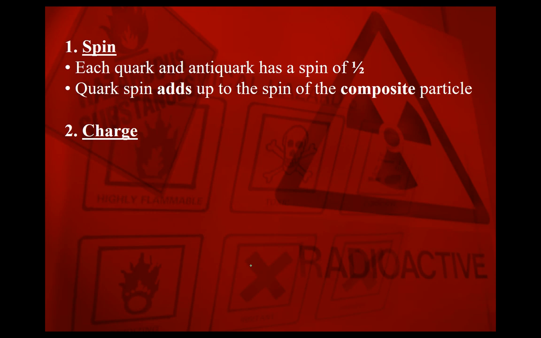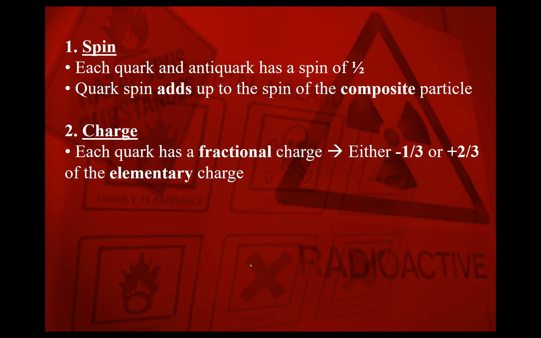Okay, let's focus more on charge, because charge is at least something that makes a bit more sense. Each quark has a fractional charge. It's either -1/3 or +2/3 of the elementary charge. And I've already identified that it's the down quark that has a fractional charge of -1/3, and we have an up quark that has a fractional charge of +2/3.